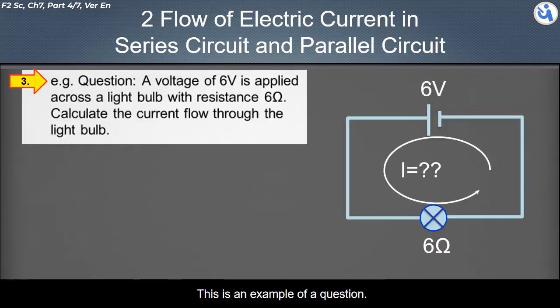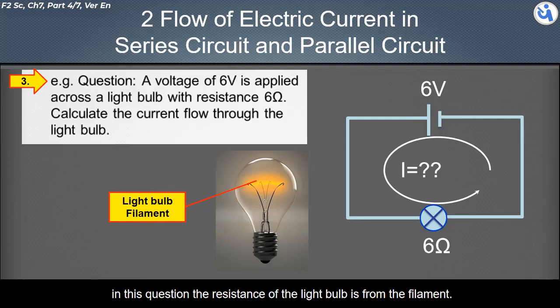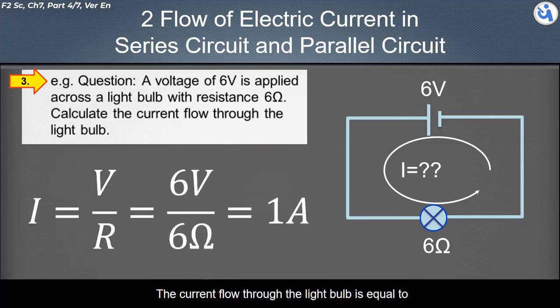This is an example of a question. A voltage of 6 volts is applied across a light bulb with resistance 6 ohms. Calculate the current flow through the light bulb. In this question, the resistance of the light bulb is from the filament. When the current flows through the high resistance filament, the filament temperature increases until it lights up. The current flow through the light bulb is equal to the voltage across the light bulb divided by its resistance. It is 1 ampere.